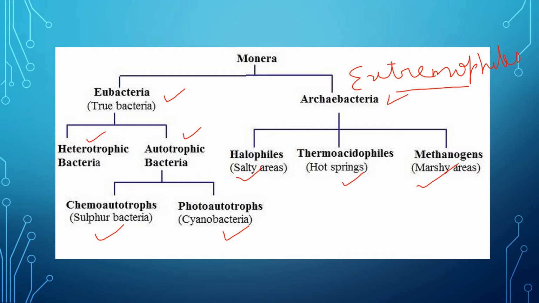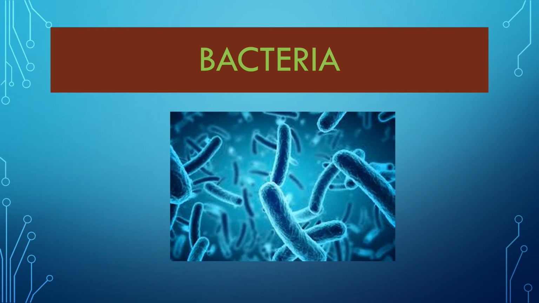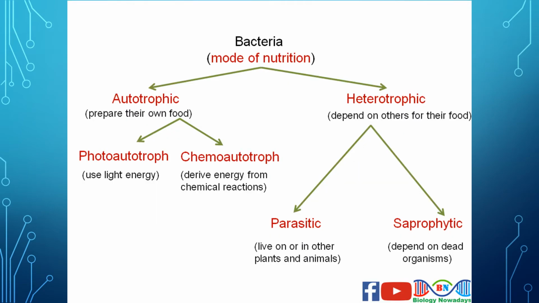Now, let's talk about bacteria. The mode of nutrition in case of bacteria is autotrophic and heterotrophic. Autotrophic is divided into photoautotrophs as well as chemoautotrophs. Photoautotrophs use light energy as a main source of food. Chemoautotrophs use chemical reactions to derive their energy. Next is heterotrophic. They depend on others for their food. They might be parasitic in nature or they might be saprophytic in nature.